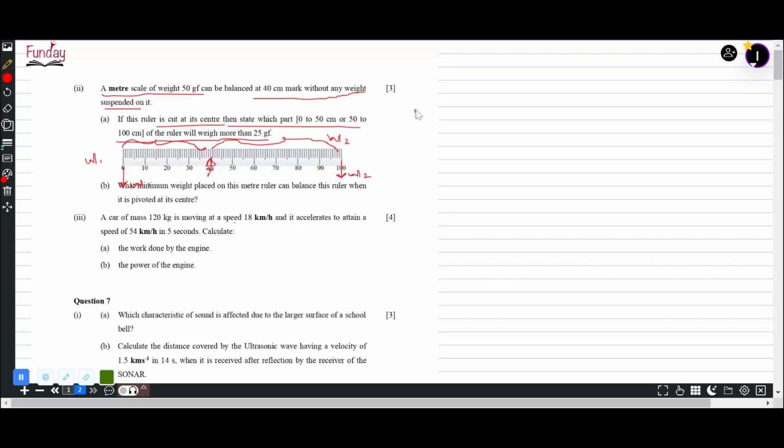So what we are told is W1 plus W2 is 50 gram force, and the second equation we'll write using moment of force, which is W1 into 40 is equal to W2 into 100 minus 40, which is 60 W2. Correct?